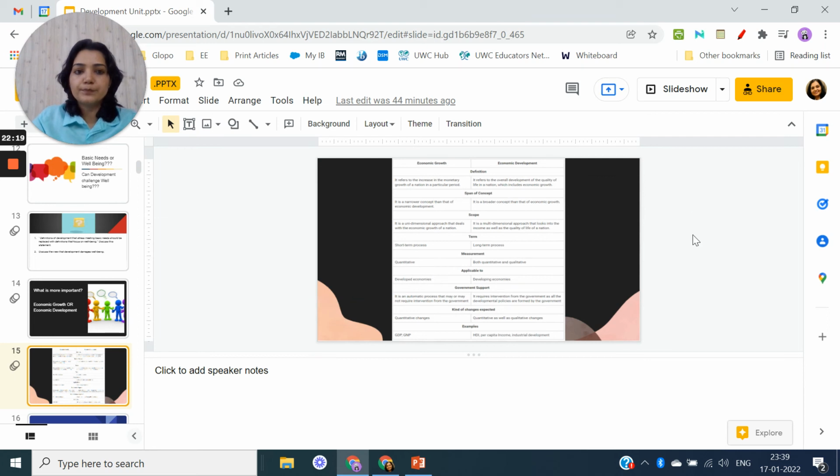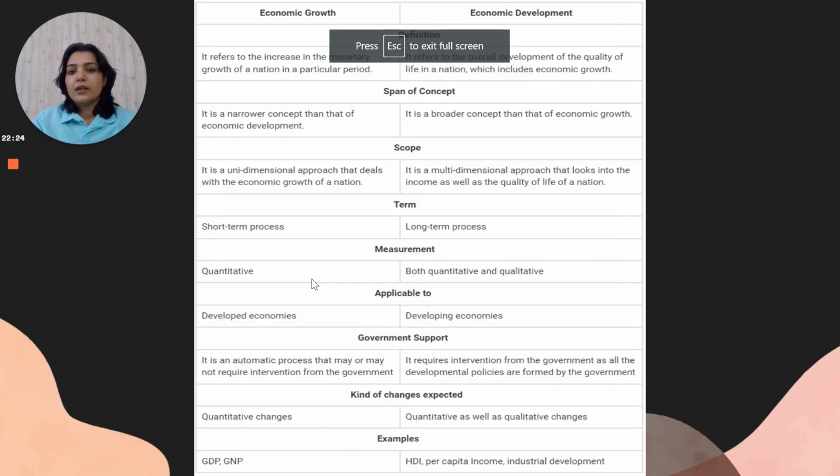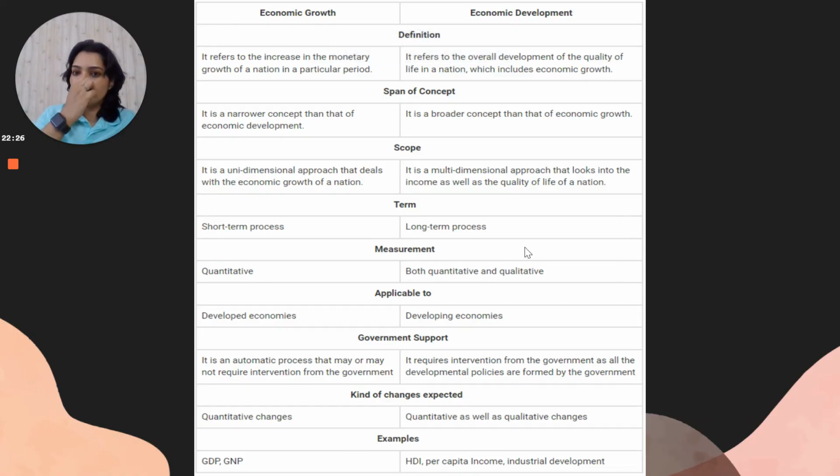This is the difference between economic growth and economic development. Monetary growth, and here you see quality of life in a nation, which includes economic growth. In terms of span, this is the narrower concept and this is the broader concept. In terms of scope, you will consider this one as unidimensional and economic development as a multidimensional approach. In terms of time, this is the short-term process and this is the long-term process, right?